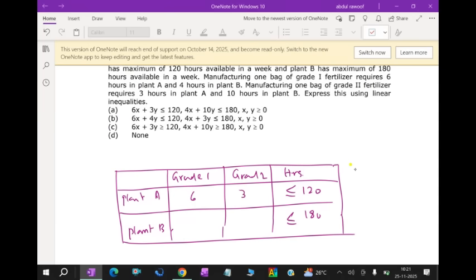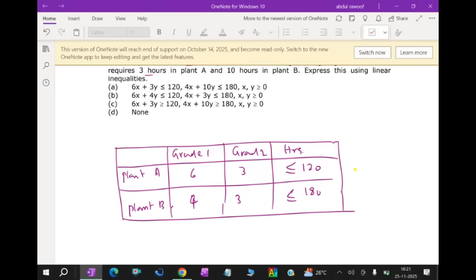For plant B, similarly plant B 3 hours. So for first is 4 hours and 3 hours. This is a, we'll make the equation which is here. How to make this equation.